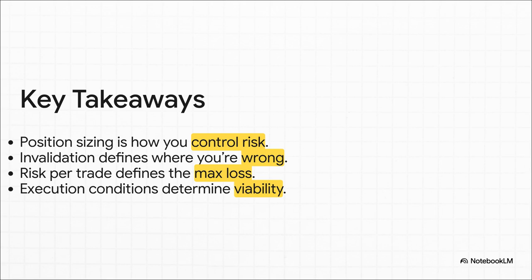1. Position sizing is your main lever for controlling risk. 2. Your invalidation point is your objective way to admit you're wrong. 3. Your risk per trade is your preset budget for being wrong. And 4. The market conditions tell you if your plan is even possible to execute right now. You master these and you give yourself the most valuable thing there is, time to learn.